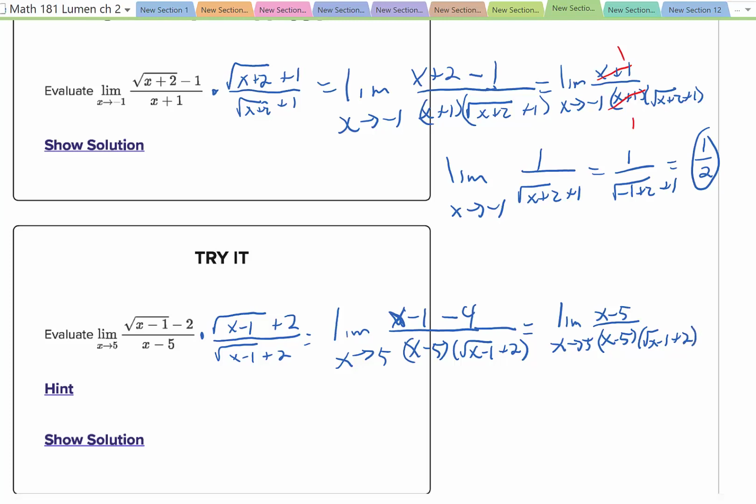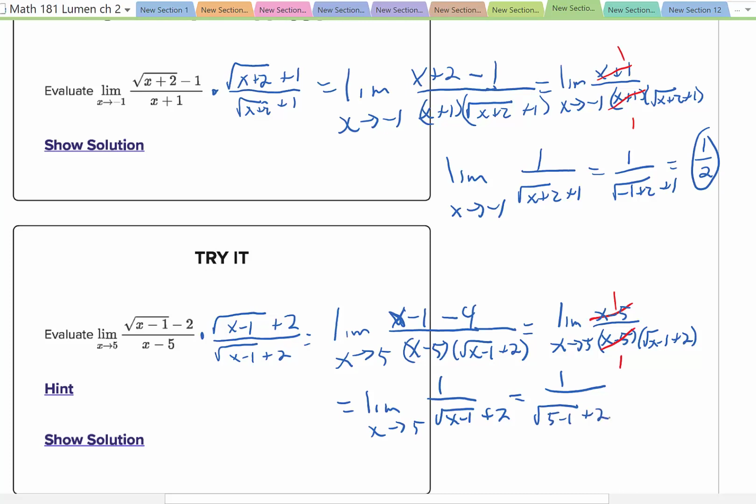So these x minus 5's divide out. So we have the limit as x approaches 5 of 1 over the square root of x minus 1 plus 2. Now if I plug in that 5, I have 1 over the square root of 5 minus 1 plus 2. It's 1 over the square root of 4, which is 2, plus 2, which is 1/4. Pretty cool stuff using those conjugates. Okay, let's keep going here.